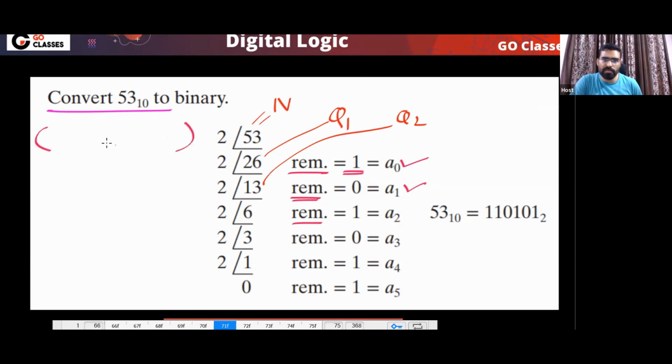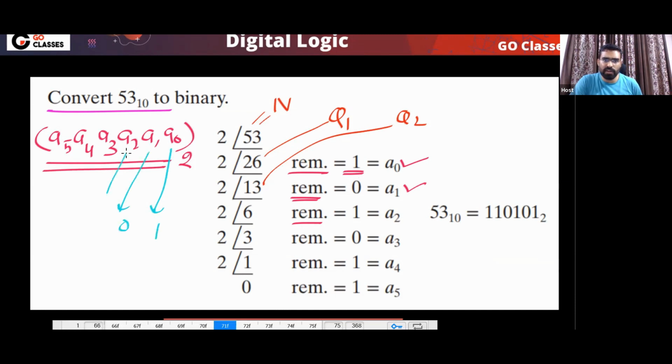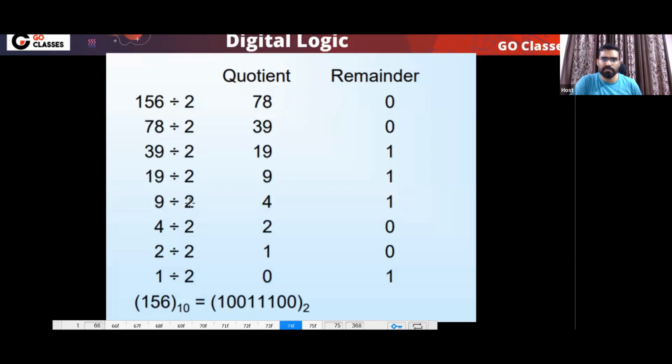So if you write this number in binary, let's assume this number is A5, A4, A3, A2, A1, A0. So now you can notice that your first remainder is A0. Your second remainder is A1. Your next remainder is A2. Your next remainder is A3. And your next remainder is A4. Next remainder is A5. So this is how you will write. I hope this point is clear.